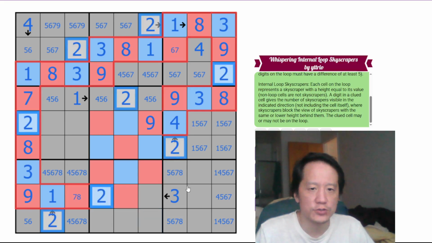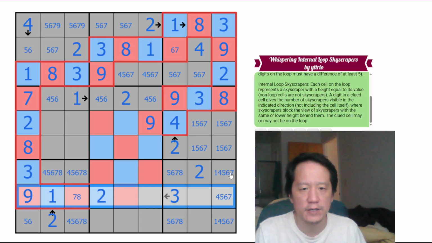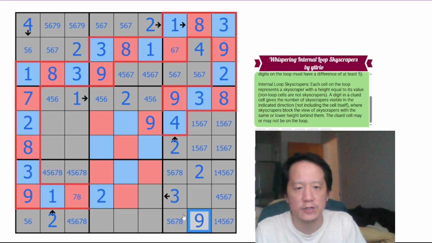We have eight 2s. We know where the last 2 has to be. It has to be here. So this is 2. Where is the 9 then in box 9? Can't be here, can't be here, can't be here, so it must be here. So this is 9.